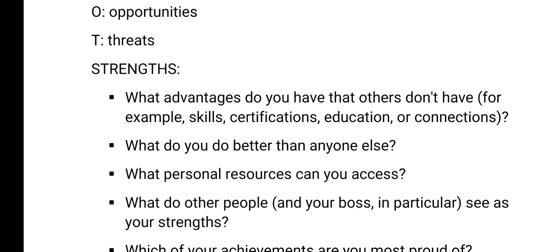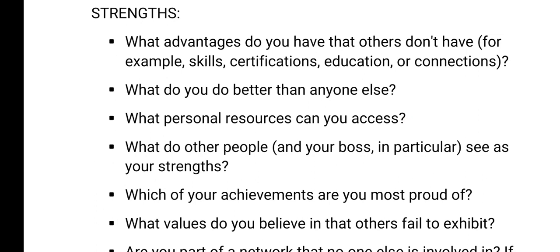The next is, what personal resources can you access? This is another thing that you ask yourself and find out the answer. Also try to find out what other people see as your strengths. You can go and ask your boss, you can go and ask your friends, and try to understand what other people consider to be your strengths. If they have considered those qualities to be your strengths, that means those qualities can be counted.